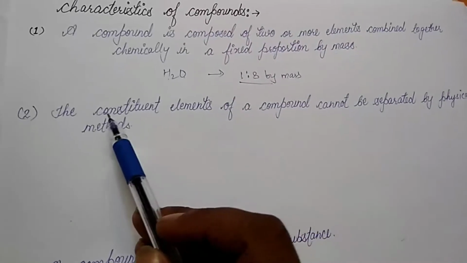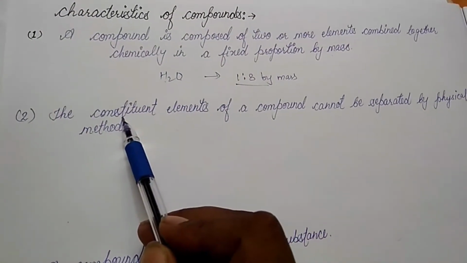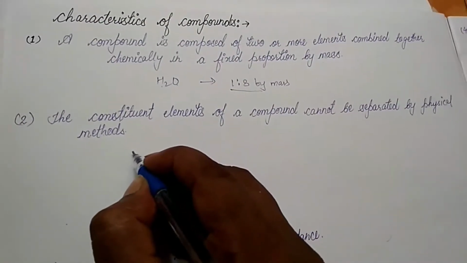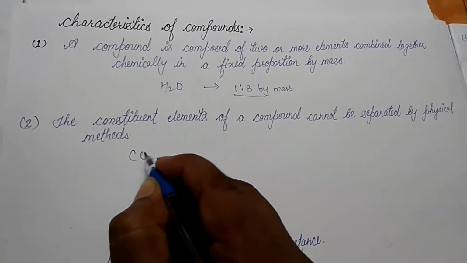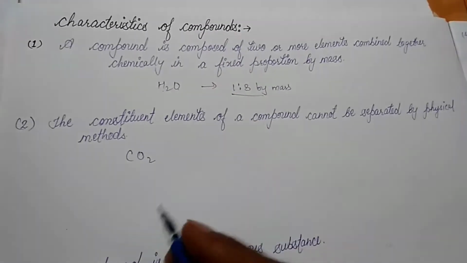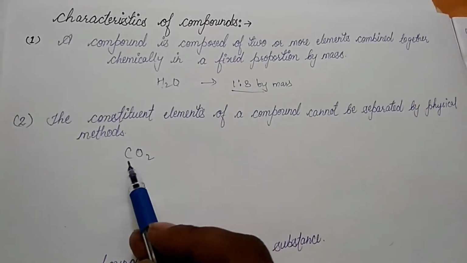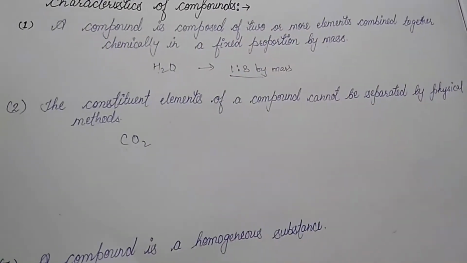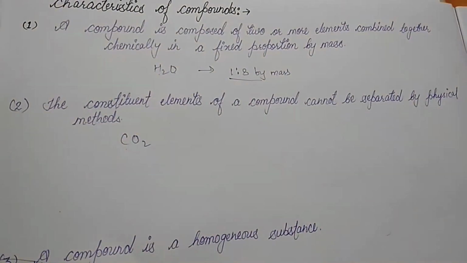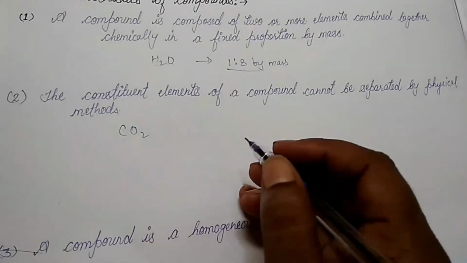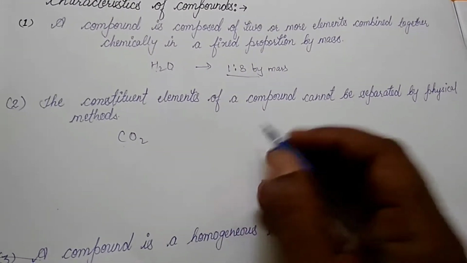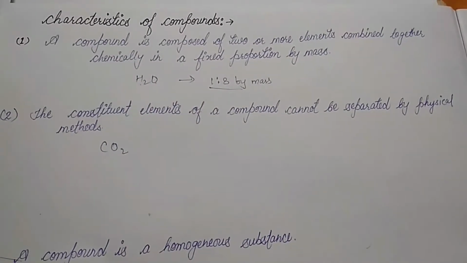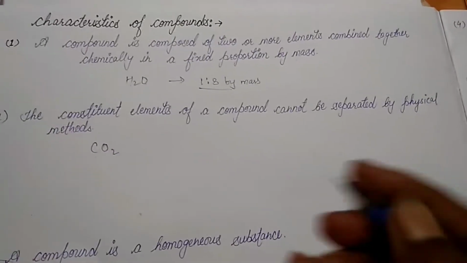See, children, the constituent elements are the elements which are involved in making the compound. For example, suppose this is carbon dioxide. So we cannot separate the carbon and oxygen by any physical process like filtration or sublimation. Okay, let's take another example to understand this topic.